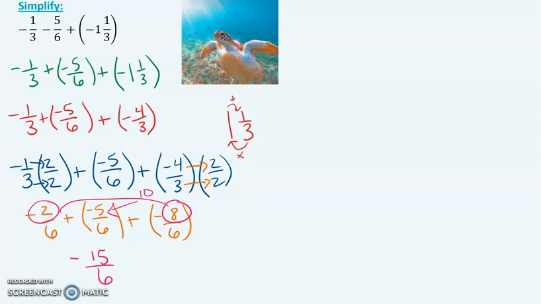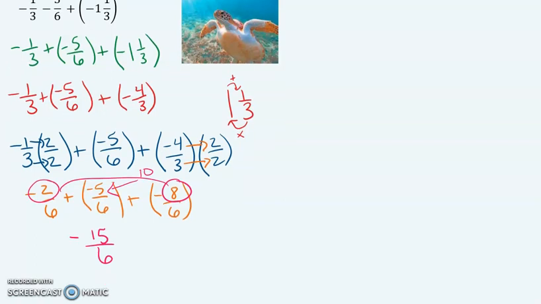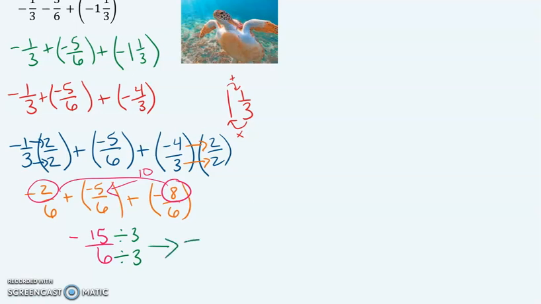Negative 15 over 6. Now I need to ask myself, is there any number I can divide by that gives me both 15 and 6 eventually? And the answer is yes, that number is 3. So this problem can be simplified, it can be reduced. 15 and 6 can both be divided by 3, so I'm going to divide them both by 3. 15 divided by 3 is going to give me 5, and 6 divided by 3 is going to give me 2. And so my final answer for this problem is going to be negative 5/2.